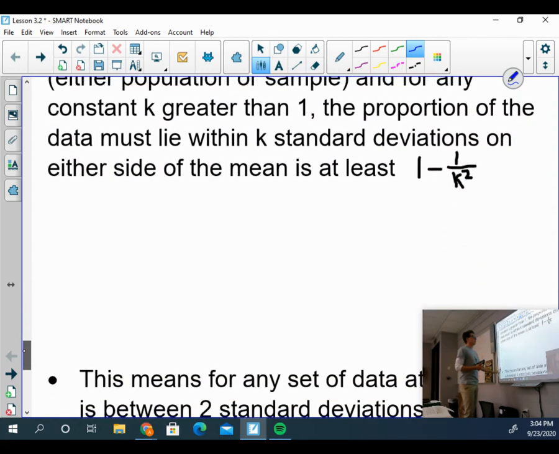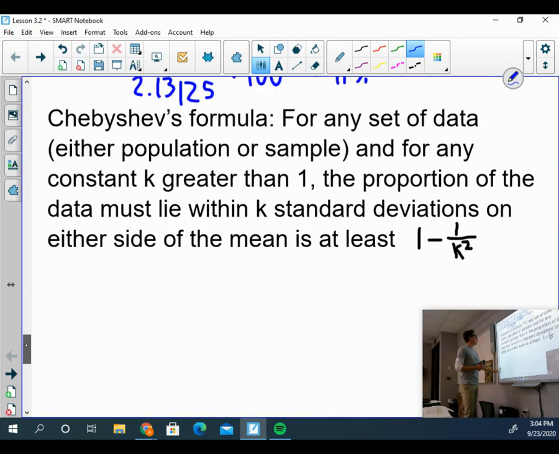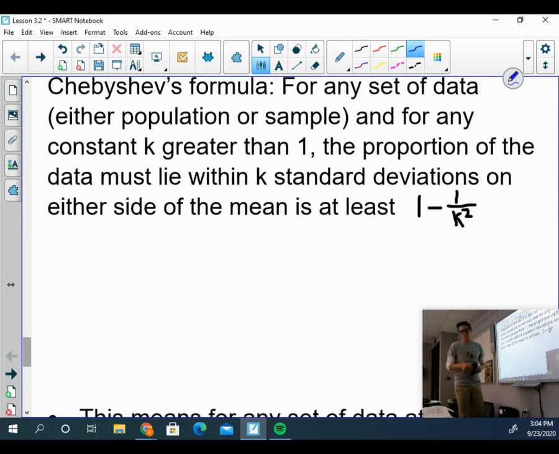Last thing, last concept. Chebyshev's formula. What is Chebyshev's formula? Well, remember, standard deviation is the amount of variance in our data. So what does Chebyshev say? For any set of data, either population or sample, and for any constant k greater than 1, the proportion of data that must lie within k standard deviations on either side of the mean is at least 1 minus 1 over k squared. And you were like, Mr. Carter, you have already confused me enough today. That makes no sense. Let me talk you through it.